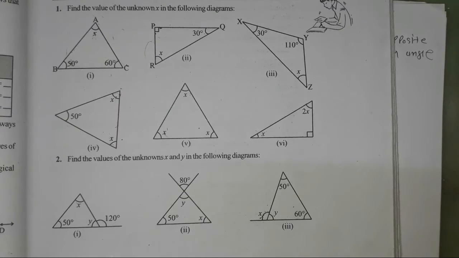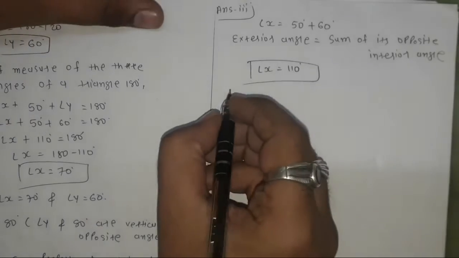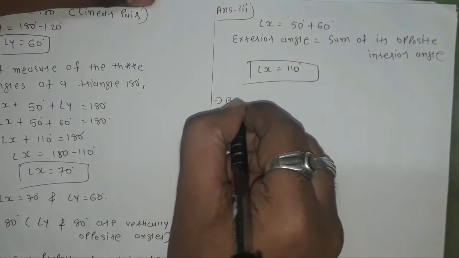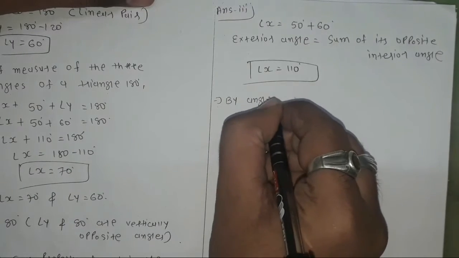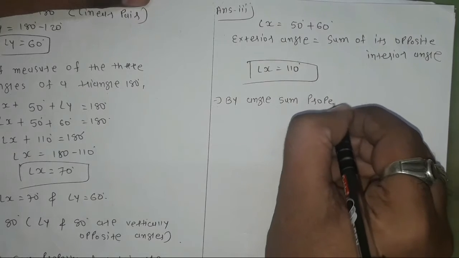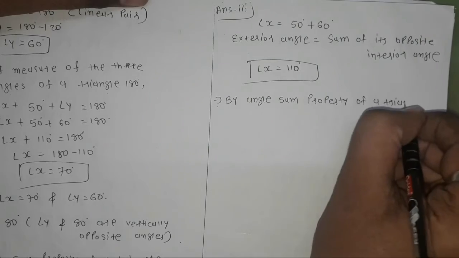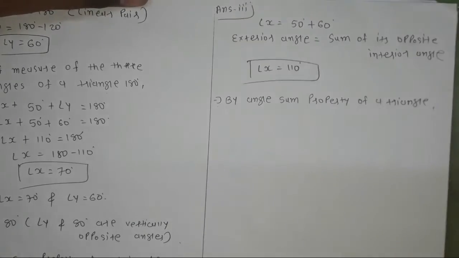Now here we have to find value of this angle y. Now to find the value of angle y, we all know using angle sum property, measure of three angle in a triangle is 180 degree. So using that we can find value of angle y. So here we can write by angle sum property of a triangle, or you can also write the statement that measure of three angle is 180 degree.